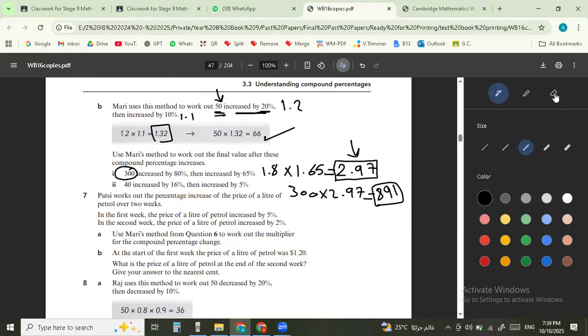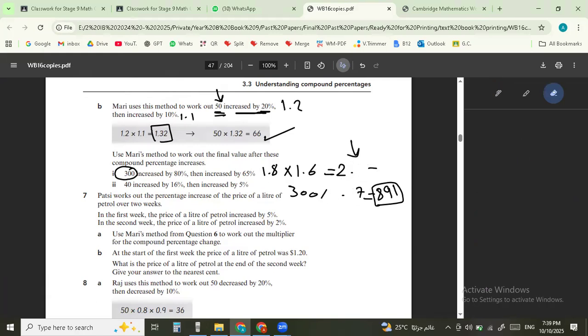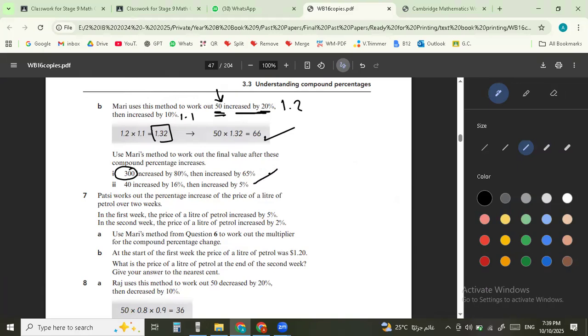You're going to do exactly the same thing in the second question, which says 40 increased by 16%, and after that increased by 5%. So I'm going to do the same thing. 40 increased by 16%, that's 1.16, times increased by 5%, that's 1.05, because 105 divided by 100 gives you 1.05, which is going to give you the compound multiplier.